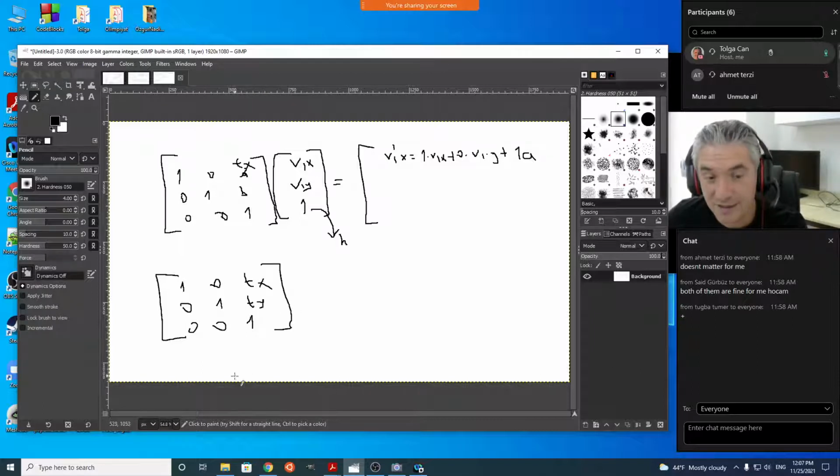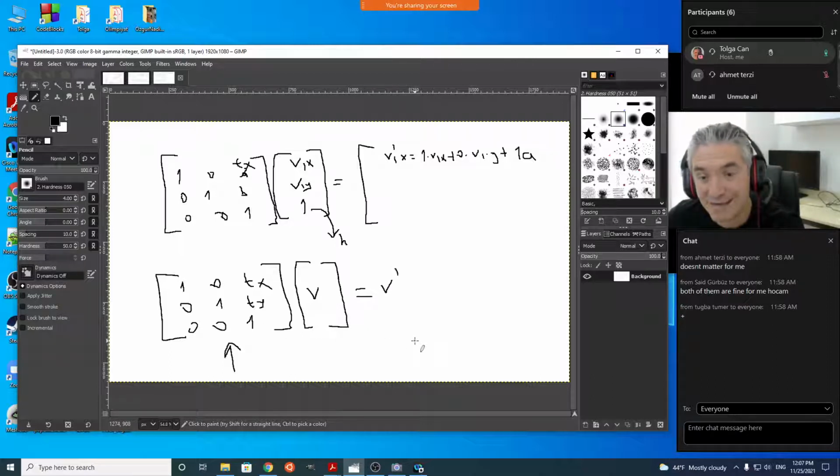So that's the instruction. This is a single instruction that we're looking for in this 3 by 3 matrix. Whatever vertex you put in here as x, y, and 1 coordinates, you will get its transformed coordinates, correctly translated to the new coordinates, moved tx in the x direction and ty in the y direction. So this is how we can represent that addition. We can convert it to a matrix multiplication.